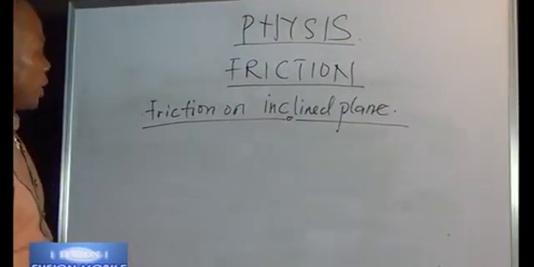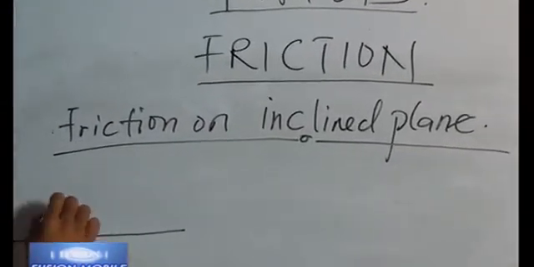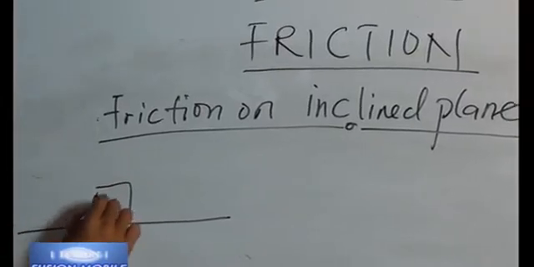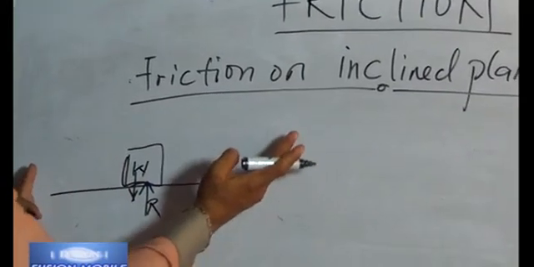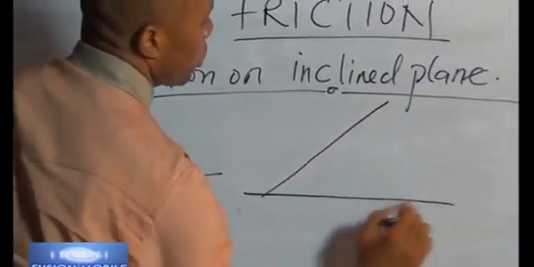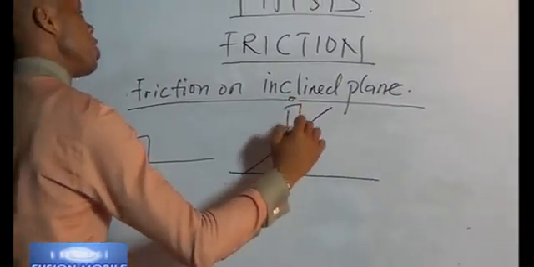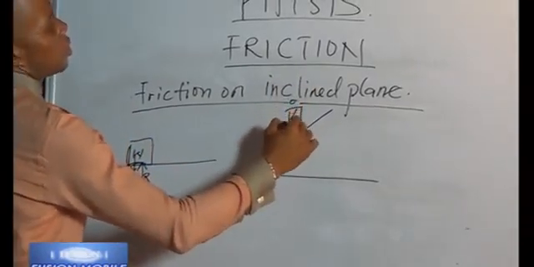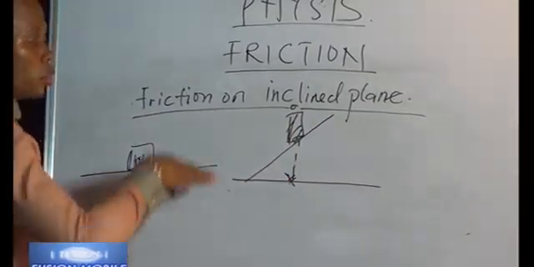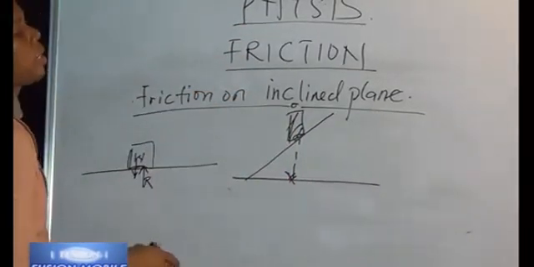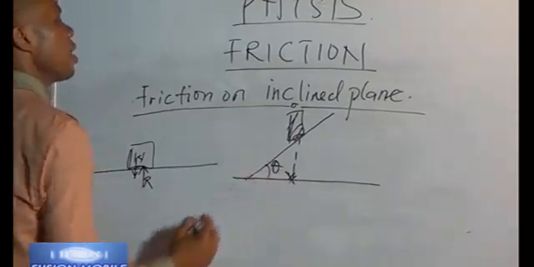Friction on inclined plane. We just said that when we are on a smooth surface this way, and we have a weight pressing down, there is a normal reaction acting upward. Now if we start lifting this up such that an inclined plane is produced, the weight is still acting vertically downward. The weight is still on the plane pressing vertically downward, and there is an angle created here.